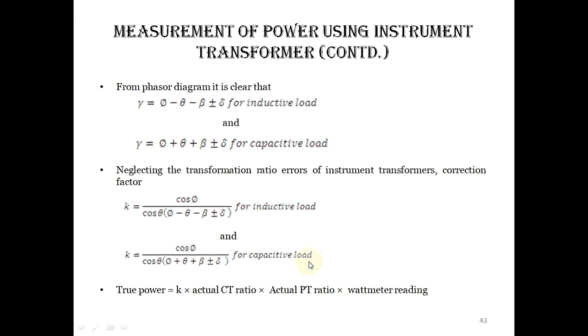So true power will be this correction factor multiplied with the actual CT ratio, actual PT ratio, and wattmeter reading. That will give you the actual power consumption in the main high power circuit.